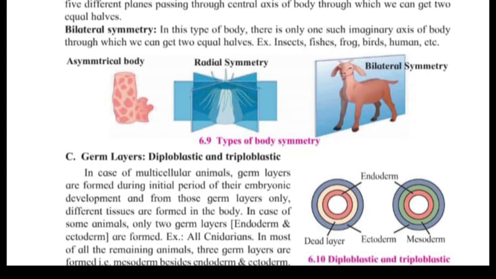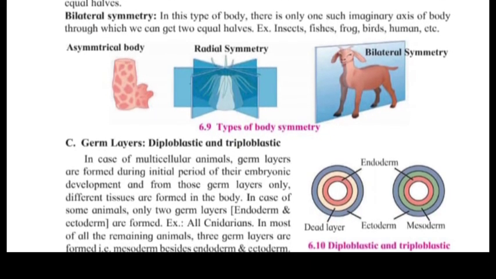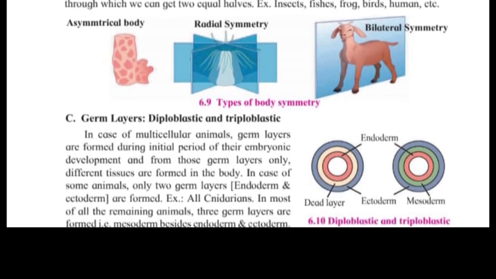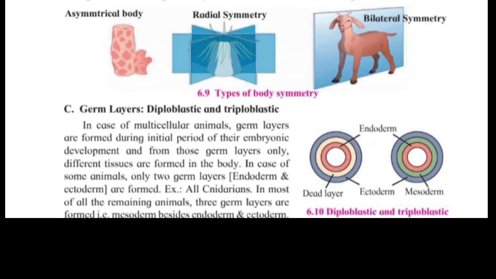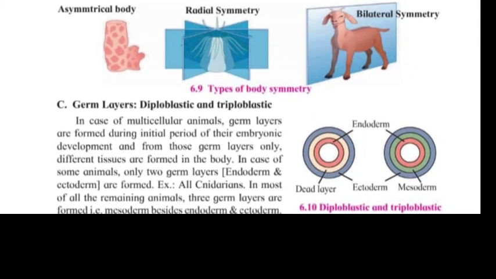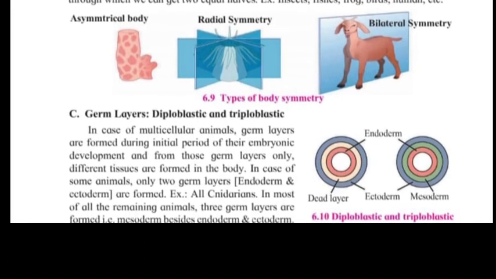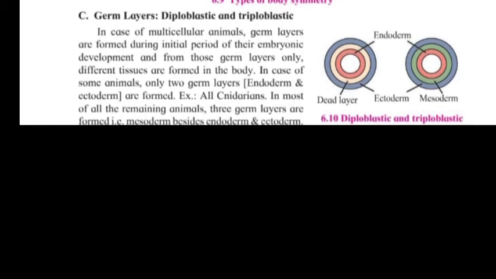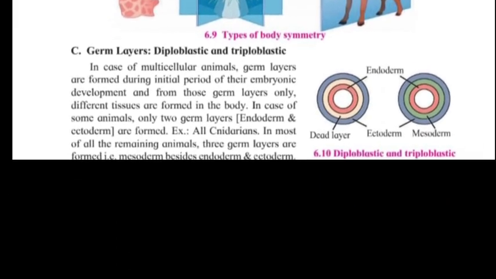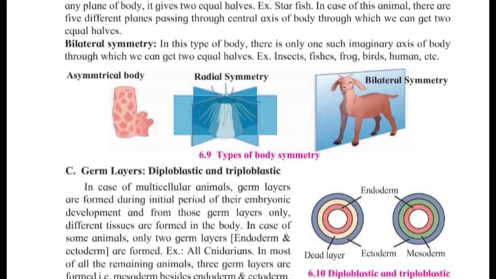Next is bilateral symmetry. In this type of body, there is only one imaginary axis through which we can get two equal halves. Examples are insects, fish, frog, birds, humans, etc. What is this bilateral symmetry? Students, as we know very well, in bilateral symmetry, if we pass an imaginary axis from the center pivot point of a human body, you will get exactly two perfect halves. In humans, if you cut the body in half, where do you cut? Exactly through the brain, passing the axis between the eyebrows. If you pass the axis from there, you will find two eyes, two legs, two hands, all at different places. On that basis, this is the example of bilateral symmetry of a body.